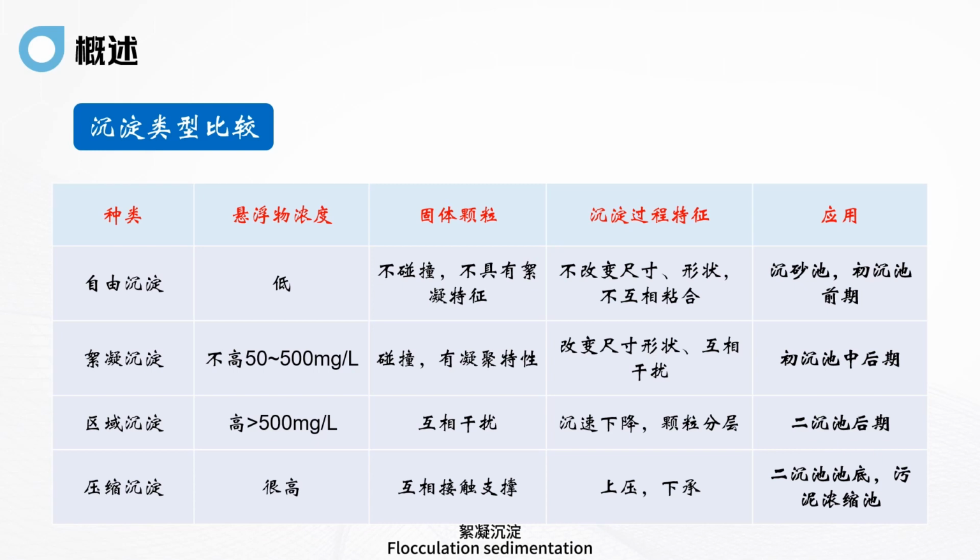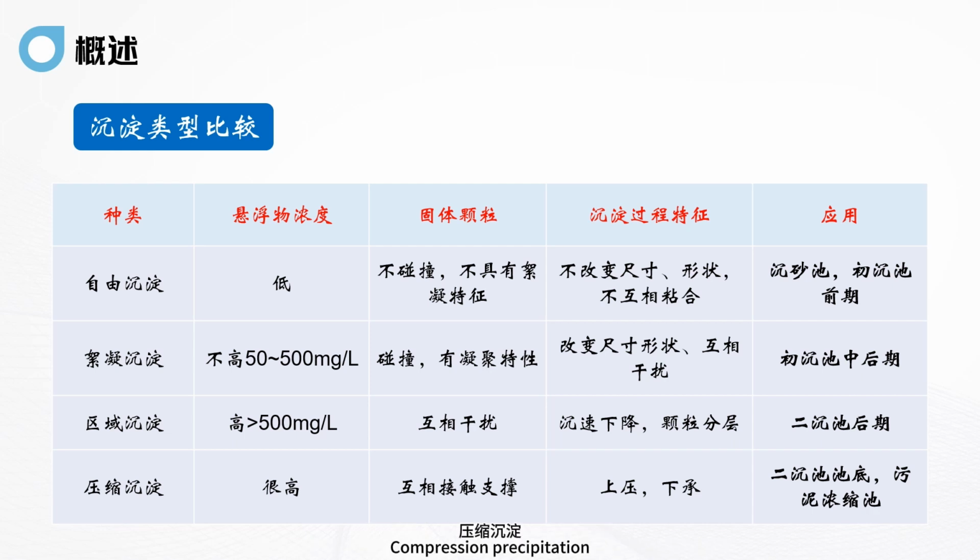Flocculation sedimentation. Its concentration of suspended solids is not high, 50 to 500 milligrams per liter. Then, the particles collide with each other, have condensation characteristics, change in size and shape, and disturb each other. Flocculation and sedimentation often occur in the later stage of the primary sedimentation tank. Regional precipitation, that is, the sludge concentration is as high as 500 milligrams per liter. Particles interfere with each other. Subsiding lower layer particle stratification is mainly in the late stage of the secondary sedimentation tank.